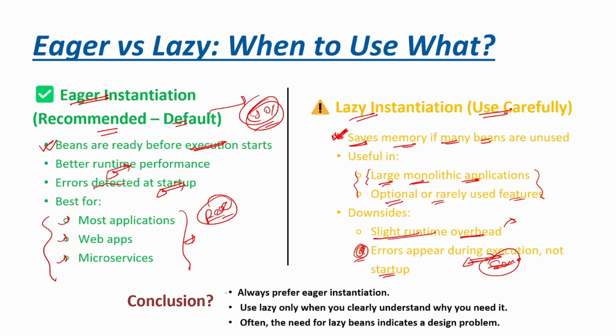So what is the conclusion? Always prefer eager instantiation for your project, and use lazy only when you clearly understand why you need it. Often the need for lazy beans indicates a design problem. So this is the conclusion between lazy instantiation and eager instantiation.